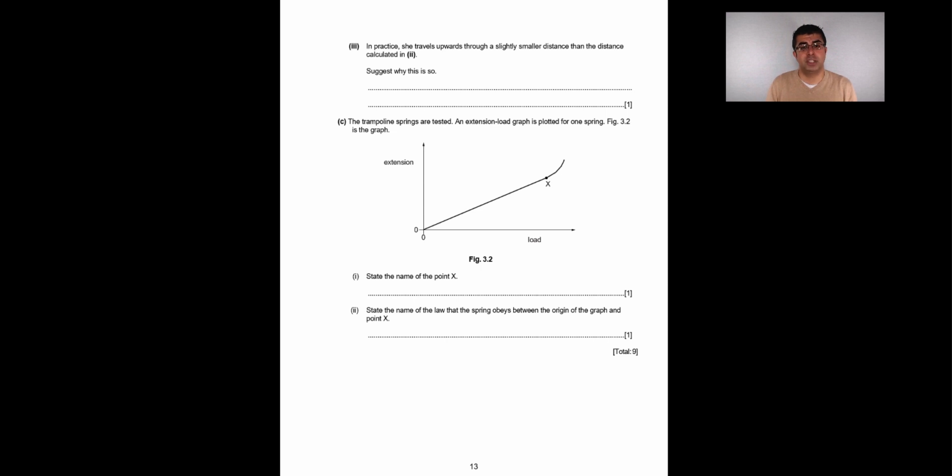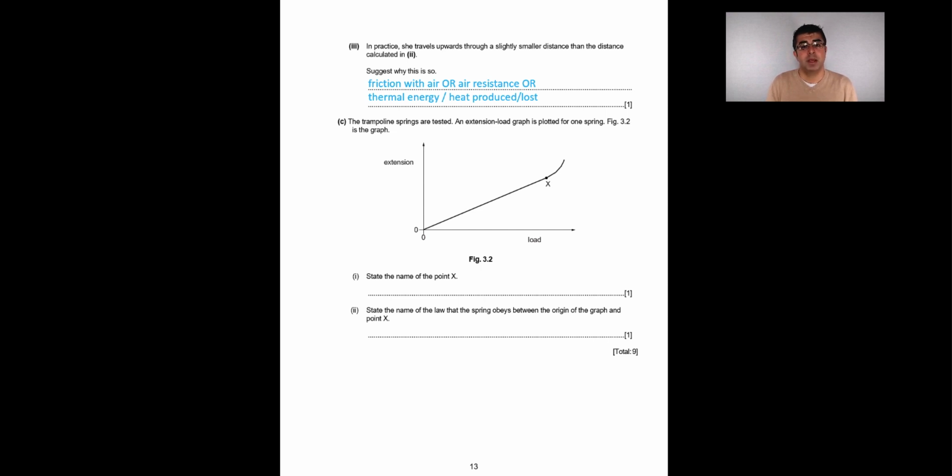Part 3, in practice, she travelled upwards through a slightly smaller distance than the distance calculated. Suggest why this is so. Well, I've already hinted towards it. She's going to be doing work against air resistance, or, she's going to lose energy in the form of air resistance, which is regarded as heat or thermal.